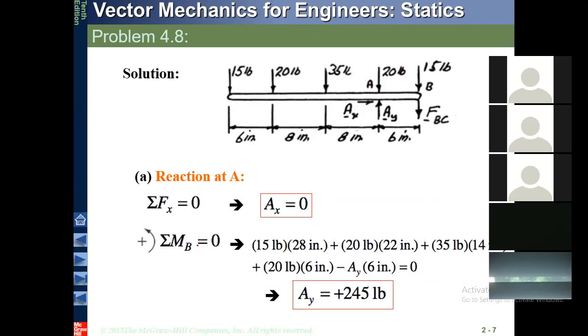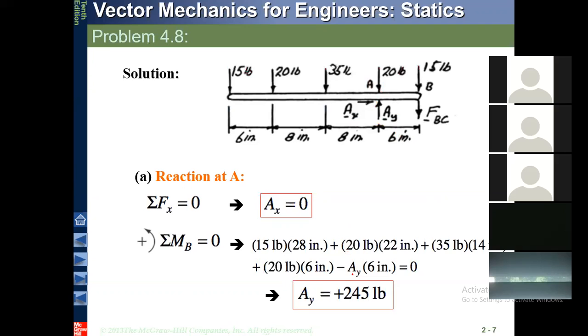So if you write sigma M about B equal to 0, then you have to write the moment of all the forces around point B. You have 28 inches, 6 plus 8 plus 8 plus 6, for the 15-pound force, 22 inches for 20, 14 inches for the 35-pound force, and 6 inches for 20 pounds.